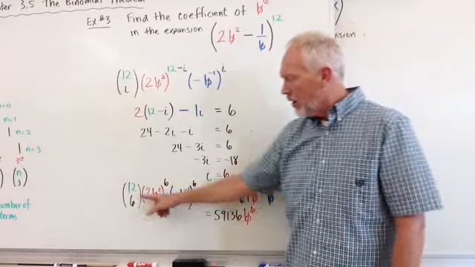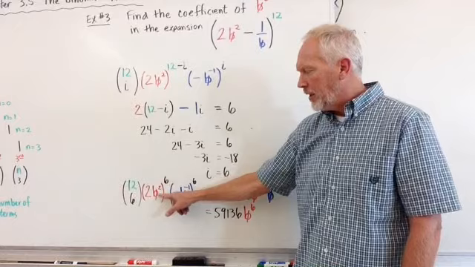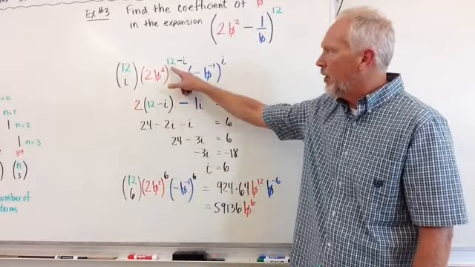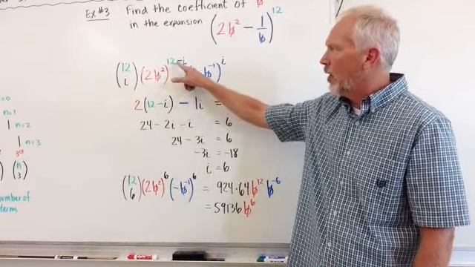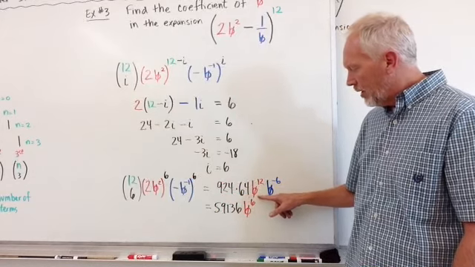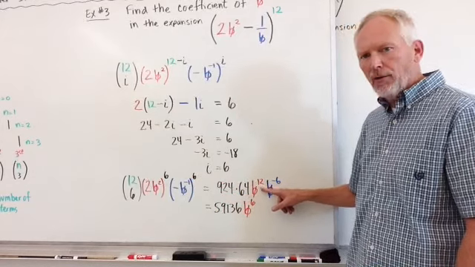So here we go. 12 choose 6 times 2b squared all to the 6th power. How do we get to 6? Well, we went back up here: 12 minus 6 is 6. Negative b to the ith power, and i is 6. So with that, you get 924 times 64 b to the 12th times b to the negative 6th, and you get 59,136 b to the 6th power.